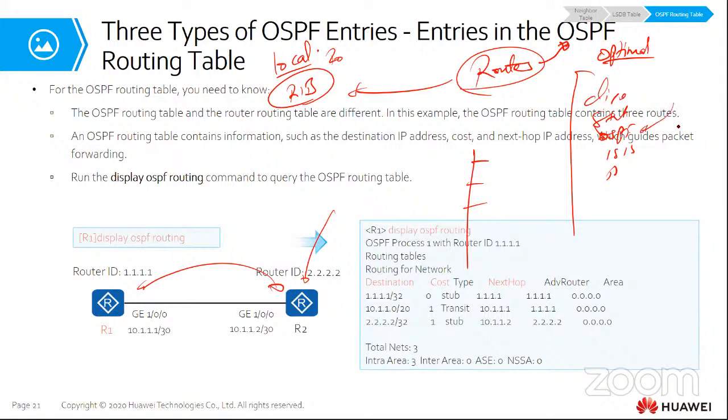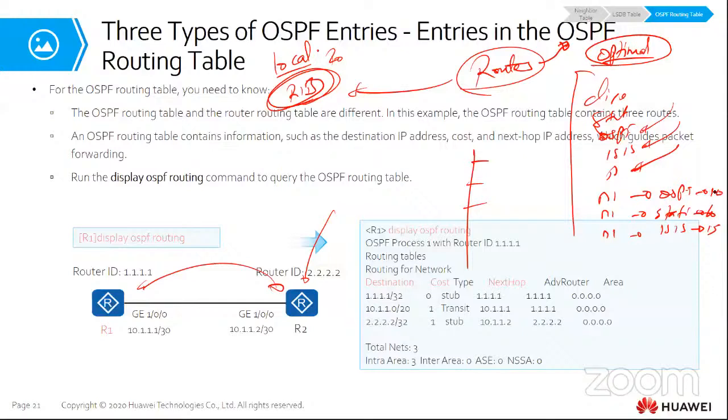So every protocol has its own table that maintains all the routes learned by that protocol. But then there is the local routing information base that maintains all the optimal routes. Maybe network N1 was learned through OSPF, and network N1 was learned through static routing, and network N1 was learned through ISIS. Now, ISIS preference is 15, static routing preference is 60, OSPF preference is 10.